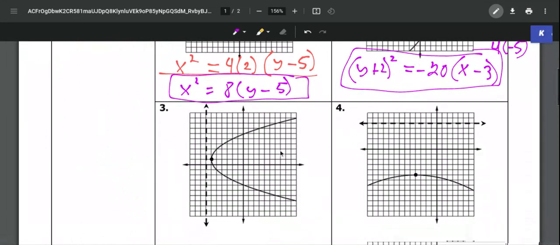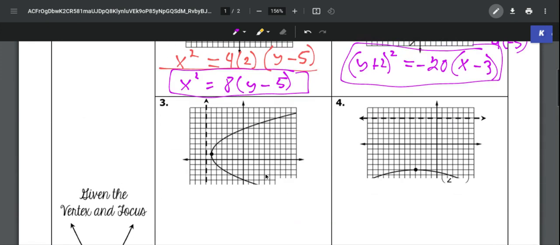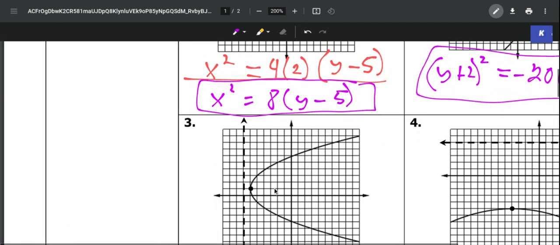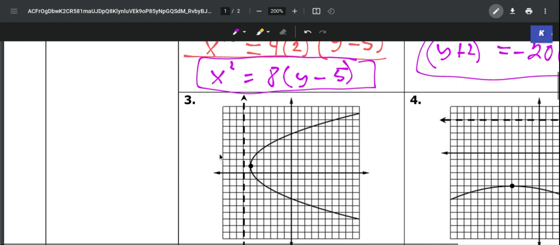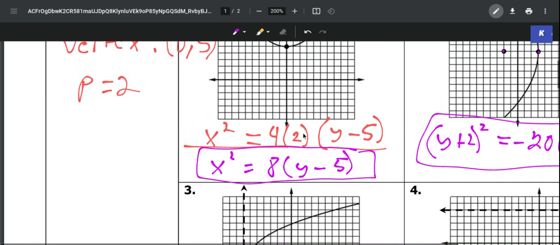All right, now we've got two more, which I do want to do. So when we're given a graph, we're going to look at the directrix. But when we're not given a graph, we're not going to. So this part should be a little bit easier because we can actually see the graph. So notice here, like on 3 and 4, we're given the vertex because that's the point where our parabola actually goes through. But we're not given the focus. So we're not given the same thing we were given in 1 and 2.